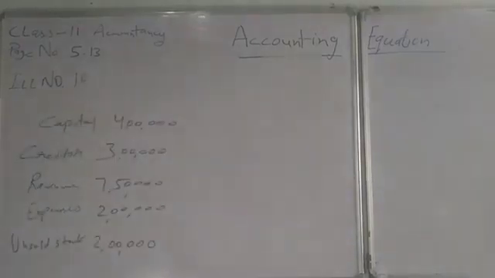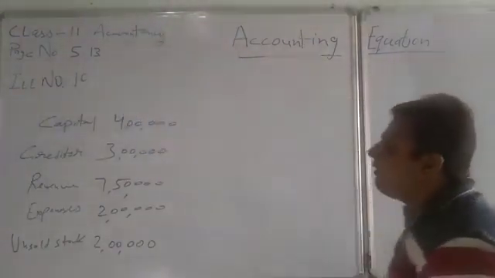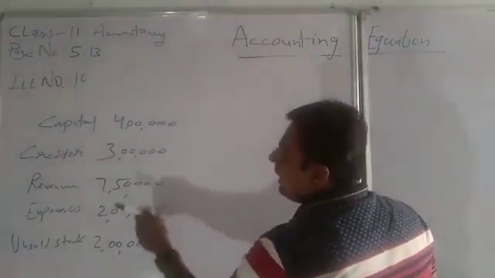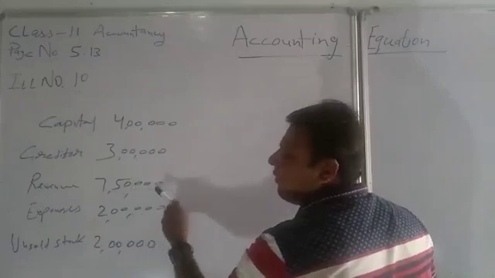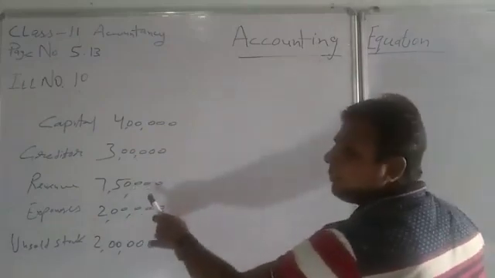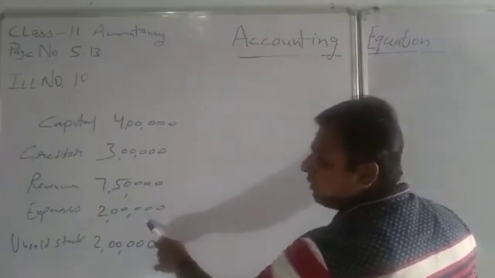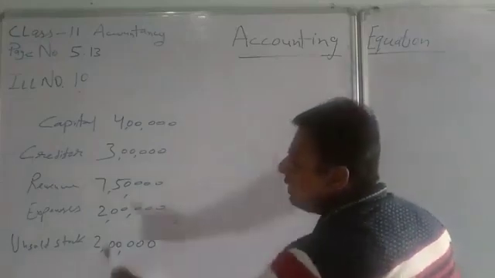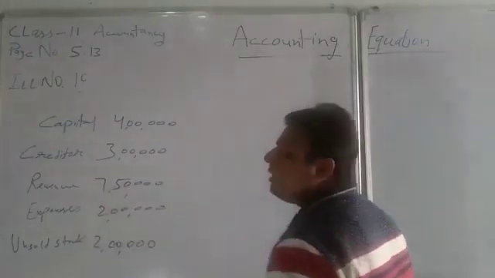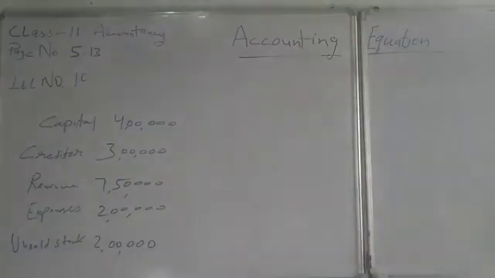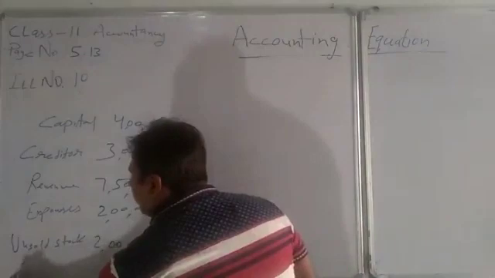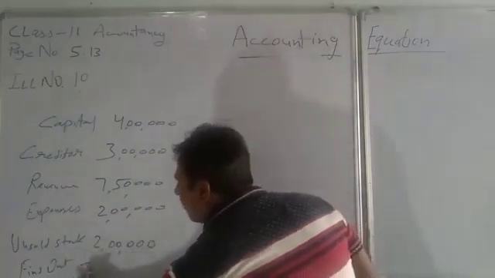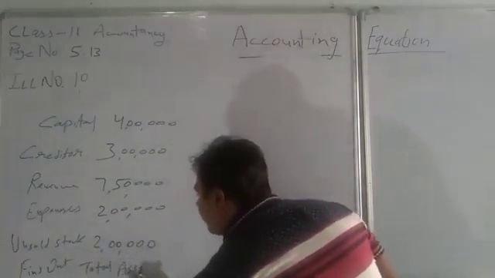Moving to next illustration, illustration number 10. The question is given to us. Capital 4 lakh, creditor 3 lakh, revenue 7 lakh. Revenue, we have already discussed revenue in terms, and expenses 2 lakh. Unsold stock, the stock which is not sold during the year, 2 lakh. This revenue of this current period and expenses are also of this current period. Now, the question asks to find out total assets.